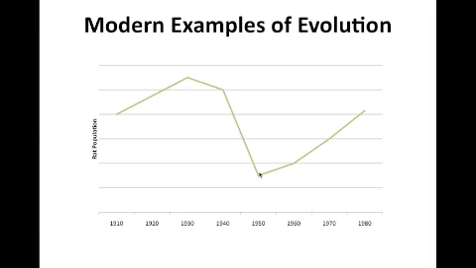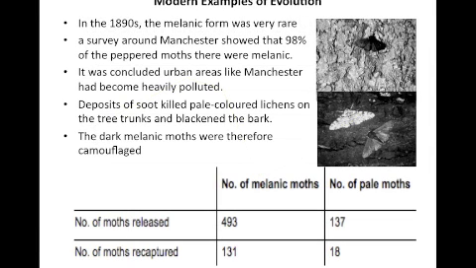What was the reason for this? Well, there was a mutation in the rat's digestive system which meant they became resistant to the rat poison, and if they became resistant to the rat poison, they're more likely to survive, allowing the population to grow again. This is another example showing that evolution really exists.